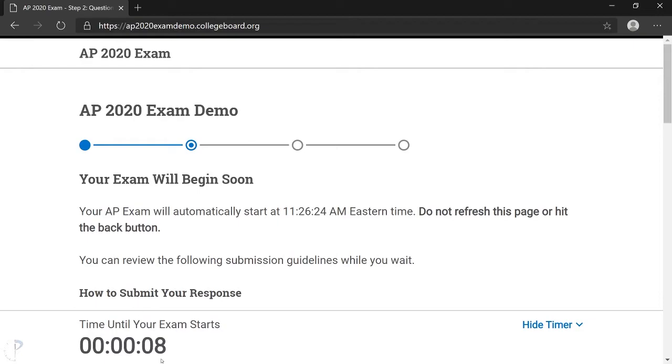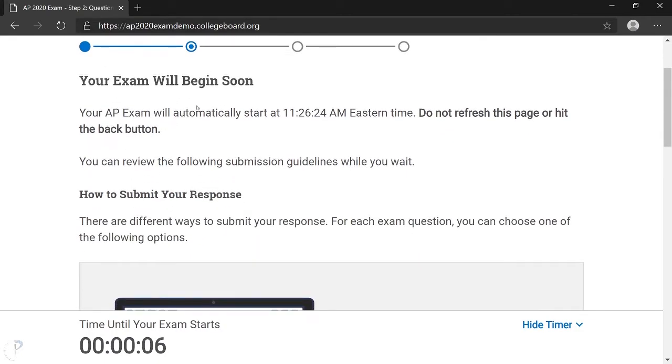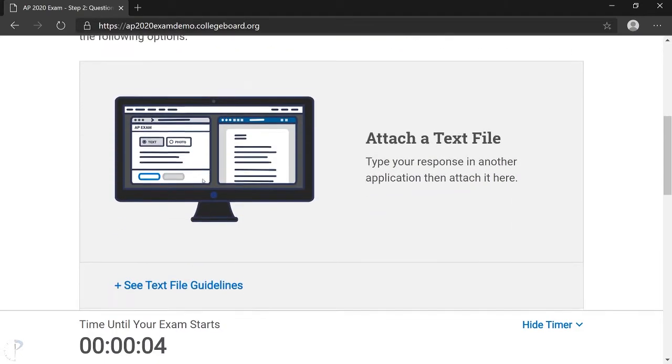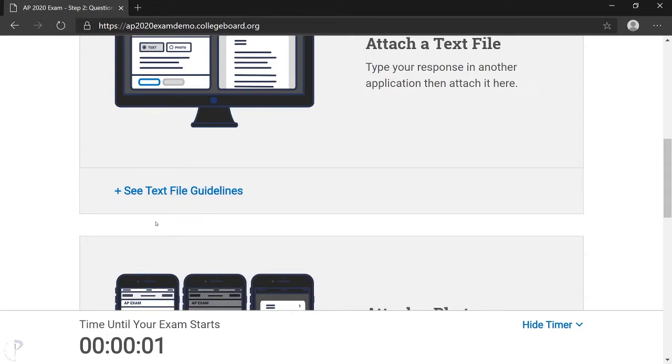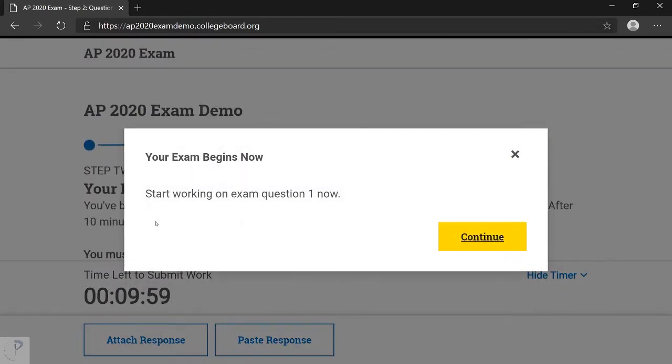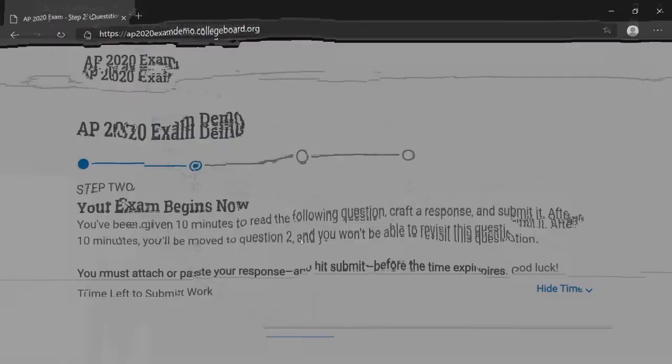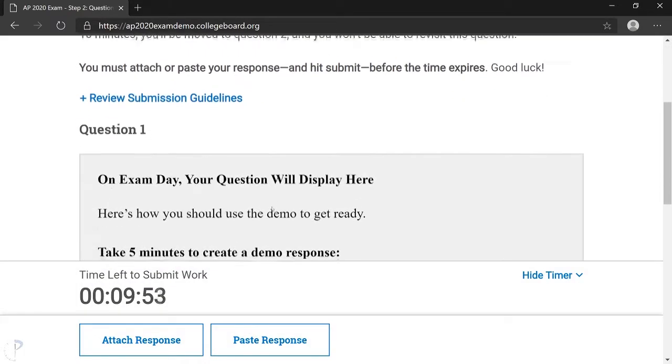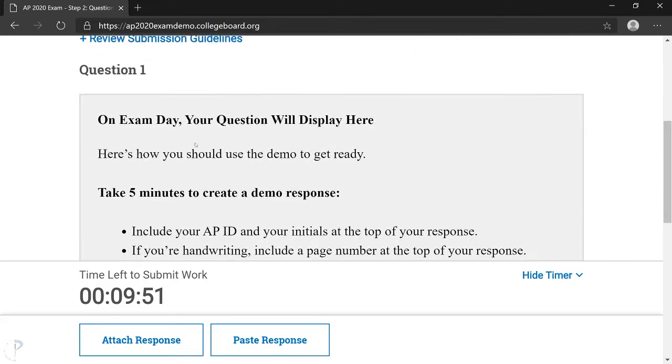All right, so again, there's this timer. Your test will begin soon, blah blah blah. It shows you different ways. These are things that you should read ahead of time. It's in the email. As soon as the timer ends, your question begins. You'll have this gray box and your question will be inside this gray box.